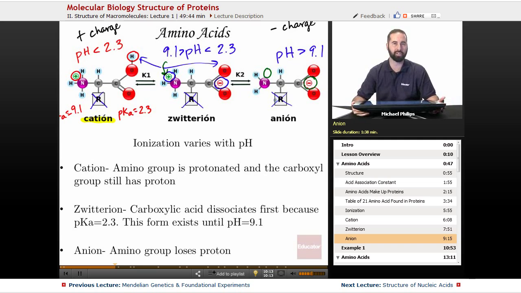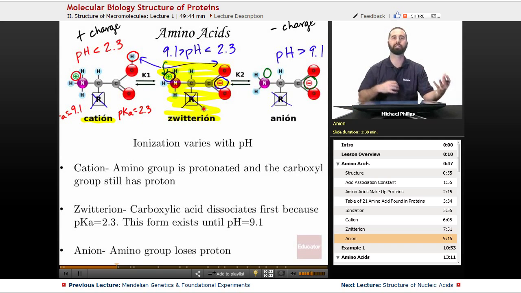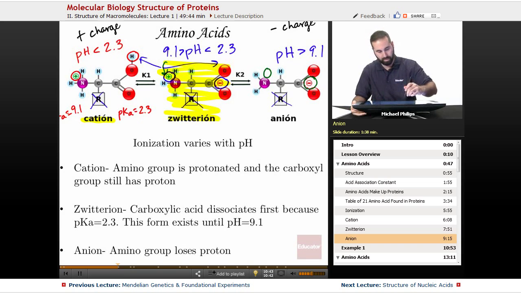Now, what is the physiological pH in a human cell, in a human body? All right, it's roughly 7.4. So in physiological circumstances, we're always going to see our amino acids in the Zwitterion form. All right, so they'll have both a positive and a negative charge, meaning it's a neutral charge, and the only thing that will affect whether it's a positively or negatively charged amino acid is the R group.